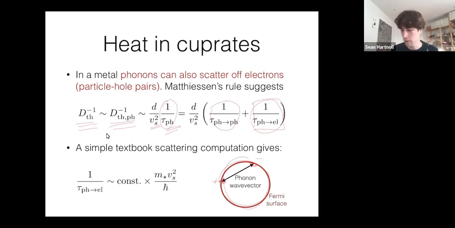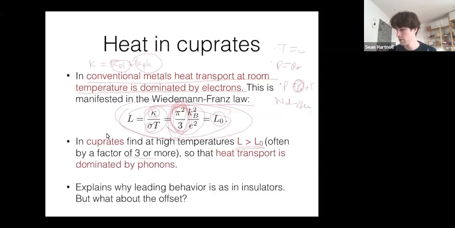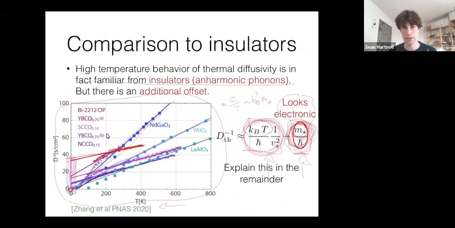So there's a very simple calculation where you count the number of ways you can do that, and you find that the phonon-electron rate, so this is phonons scattering off electrons now, goes like this times some dimensionless constant. Let me come back to the constant. If that constant is order 1, and I put this in here, the v_s cancel, and it will give me exactly the offset that these guys observed, this M star offset.